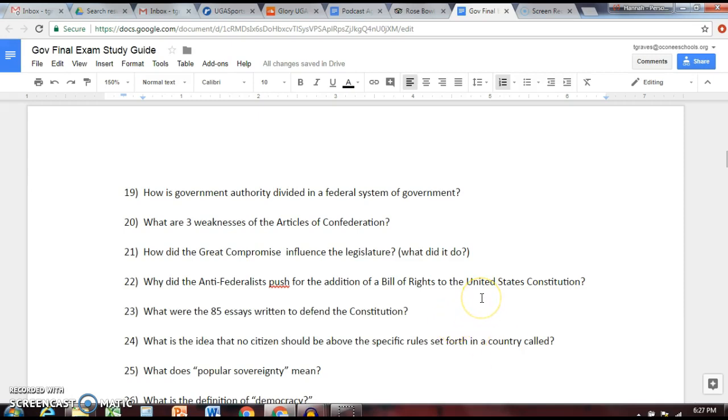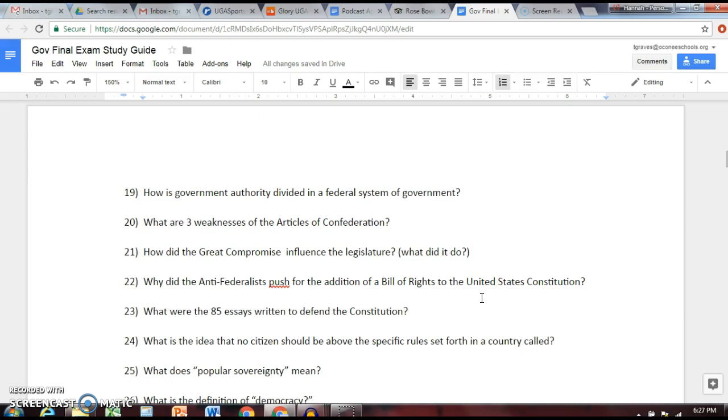Number 23, what were the 85 essays written to defend the Constitution? Once they wrote the Constitution, guys, it was not a shoo-in that they were going to approve it. Every state had to look at it, have a ratifying convention, and had to have 9 of the 13 states approve the Constitution. New York was a very big and populous state, I should say.